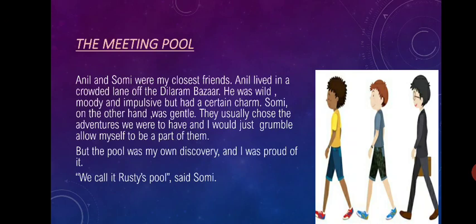The pool was Rusty's discovery and he was proud of it. So Somi, the planner, the plan master, said that they should call the pool Rusty's Pool. Here Somi was the same guy who made the plan in the beginning. After discovering the pool, he was the same guy who planned again to give the name to the pool, and he named the pool Rusty's Pool.